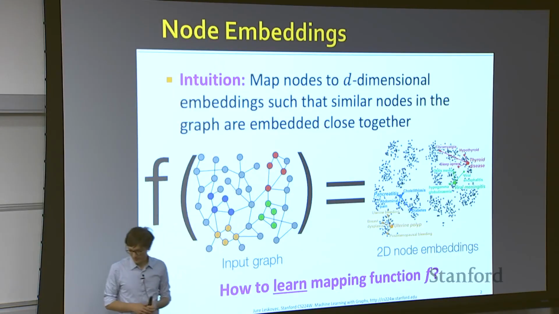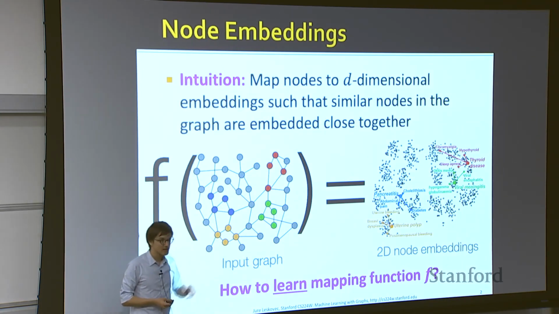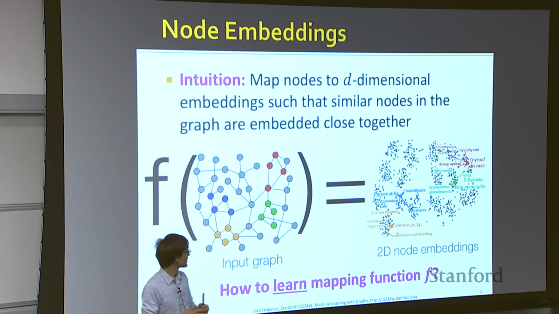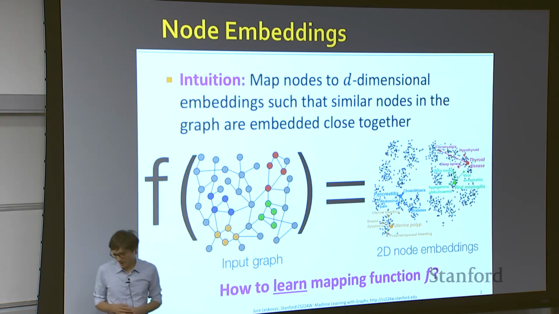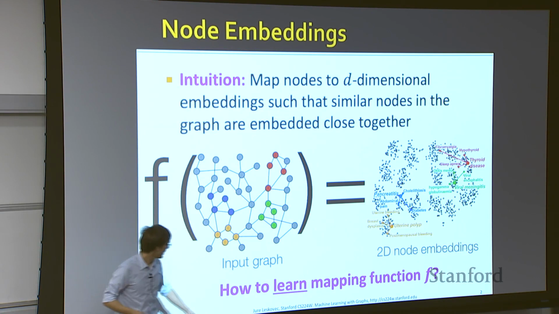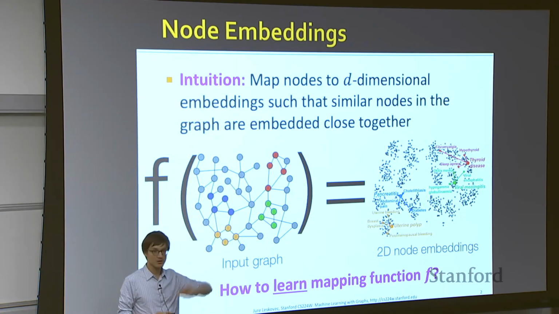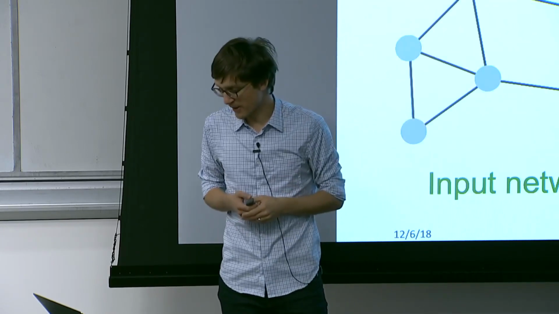So our idea is that we want to map these nodes into a d-dimensional space, into our representation space, using embeddings in such a way that nodes that are similar in the network get mapped close together. And the goal is that we learn this mapping function, so that it is not just given to us, but we actually use some procedure to learn it.